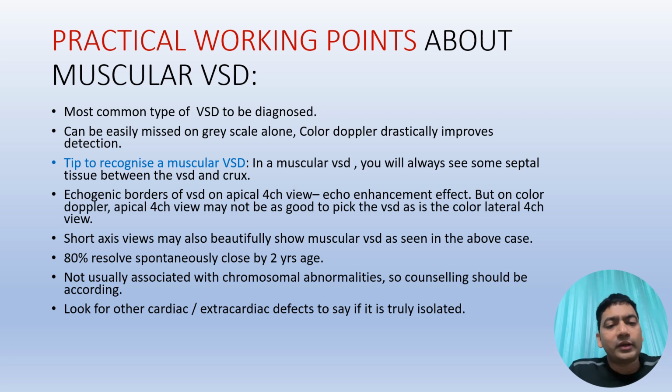And on color Doppler, sometimes they might be missed on the apical four chamber view, but whenever we insonate the interventricular septum at a 90-degree angle, that is through the lateral four chamber view, then these VSDs are beautifully seen. I must say these two views, the apical four chamber view in grayscale and the lateral four chamber view on color Doppler, are the two most important sections to diagnose muscular VSDs. The short axis views may also beautifully show muscular VSDs, as seen in the above case.